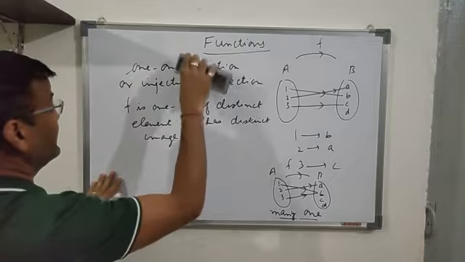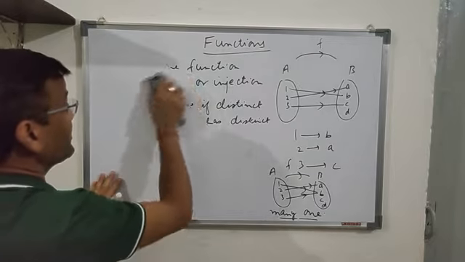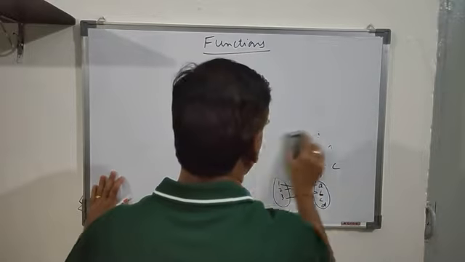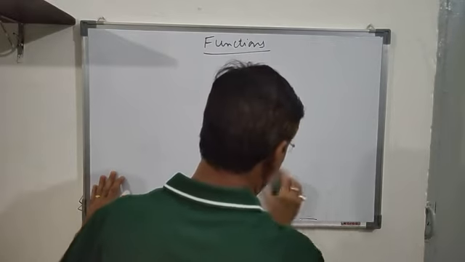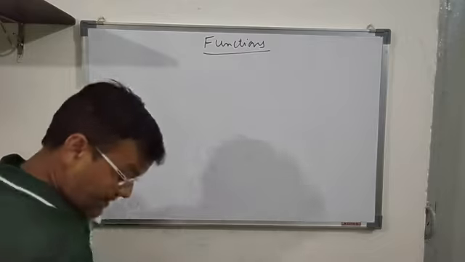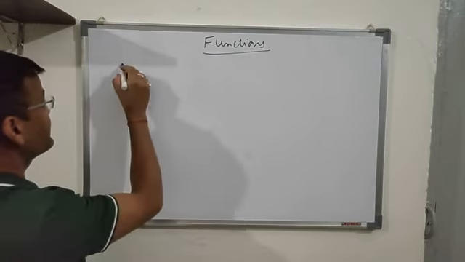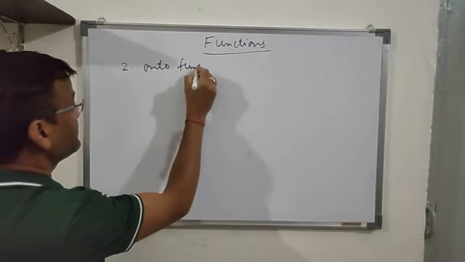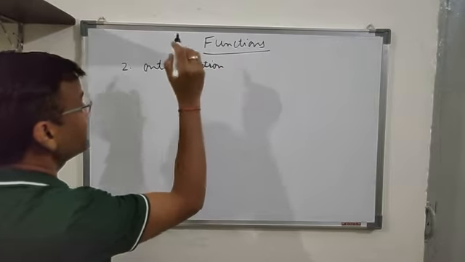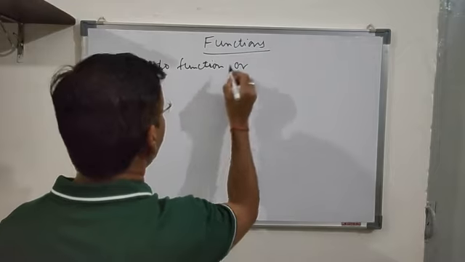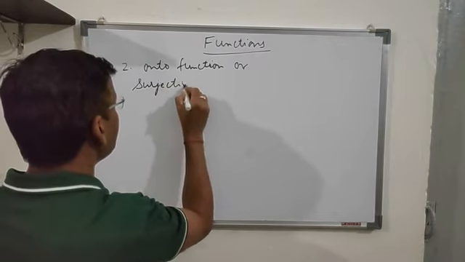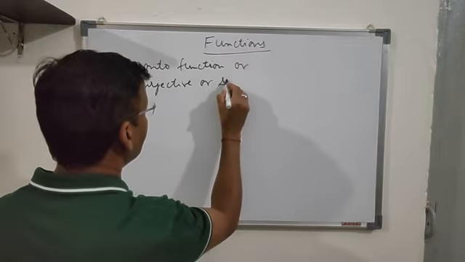Now it is said to be an onto function. Second is the onto function, or sometimes it is said as surjective. All these mean the same, or sometimes it is said as surjection.